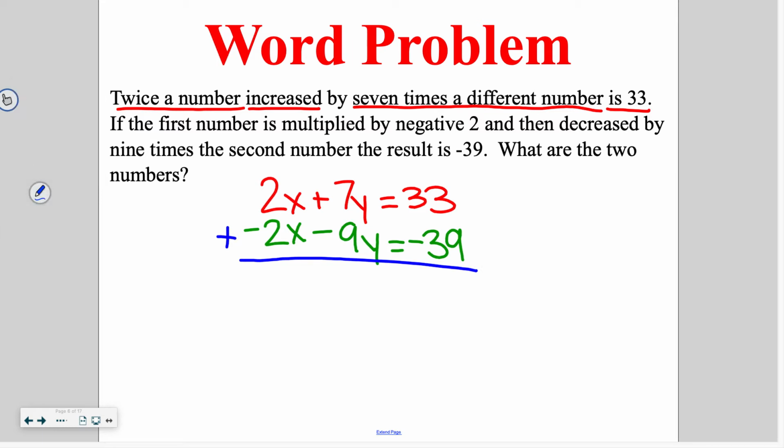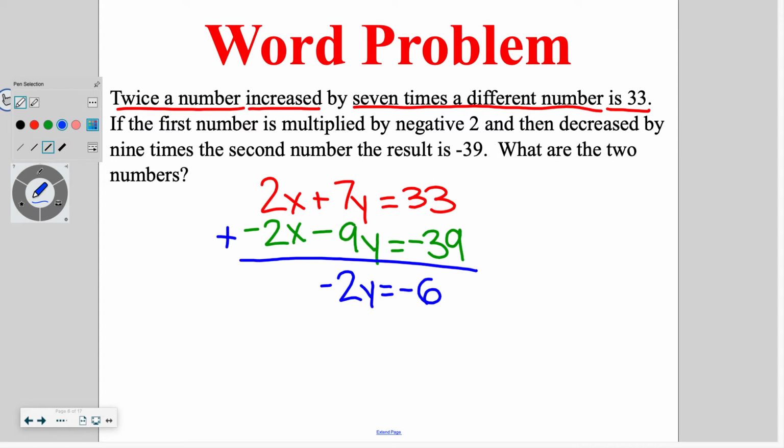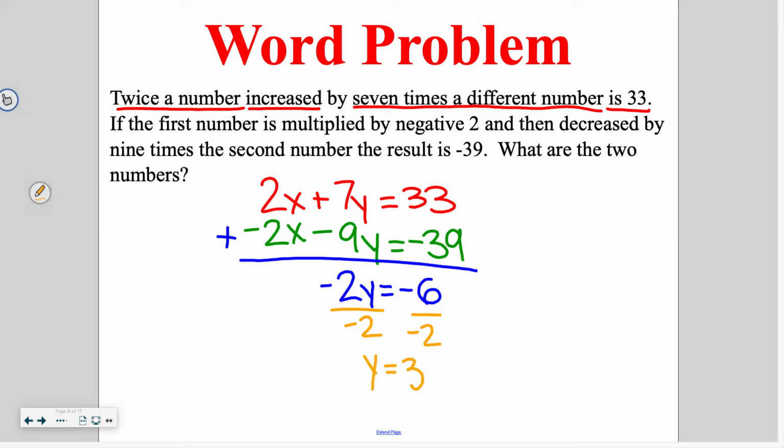2 plus negative 2 gives me no x's. 7 plus negative 9y gives me negative 2y. And 33 plus negative 39 gives me negative 6. In order to finish solving for y, I'm going to go ahead and divide by negative 2 on both sides, giving me y is equal to 3.